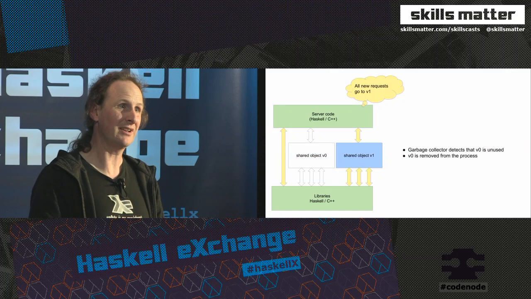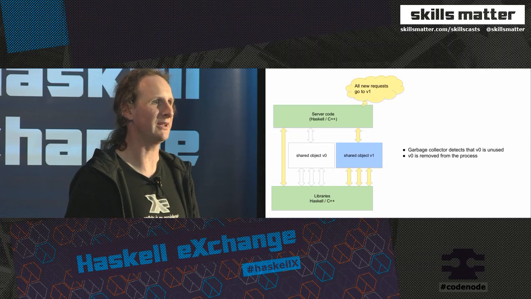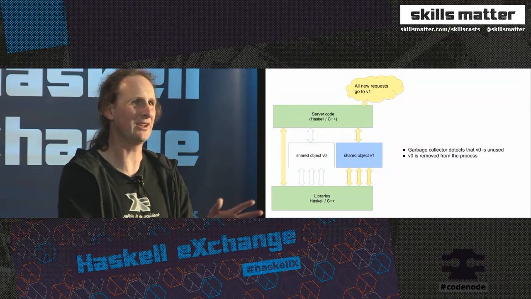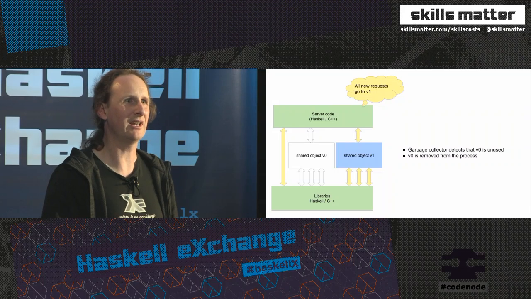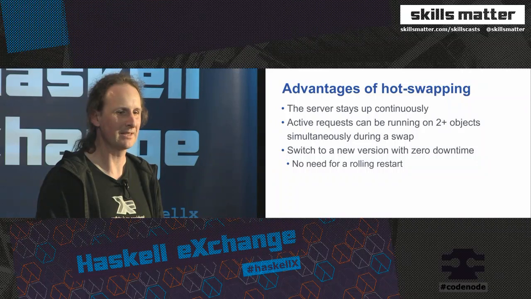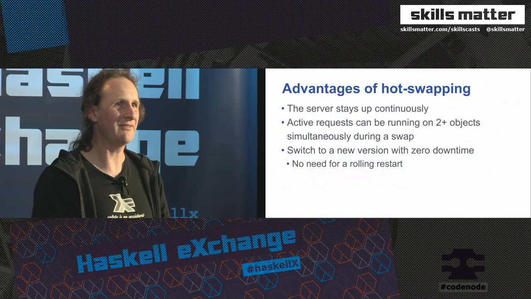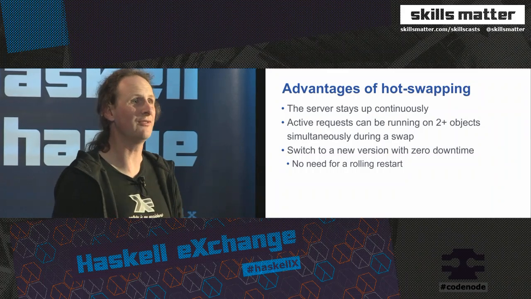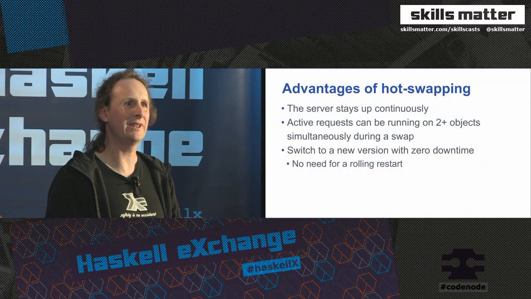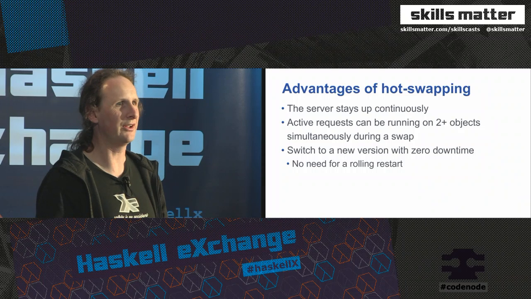And then the garbage collector has a look, and it says, well, nothing is using v0 anymore. I can just remove that from the address space. So the garbage collector, when it does a complete sweep of the heap, discovers that nothing is pointing into v0. And now we can finally unload v0 from the address space. And we've done the complete swap. This is really good because the server can just stay up continuously serving requests all the time. We can have active requests running on both versions, or even more versions if we want to, simultaneously while we're swapping them. And we switch to a new version without having any downtime at all. So we can do a simultaneous update across the entire fleet, and there's no need for a rolling restart.